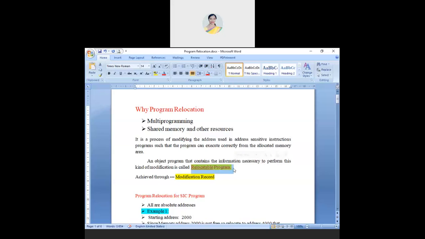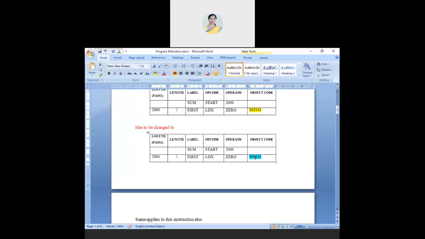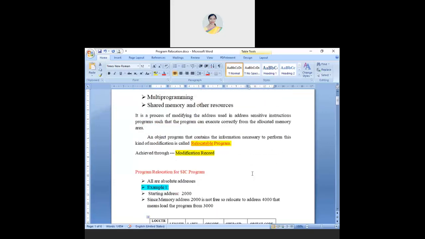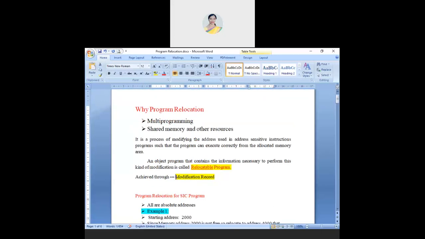Now the question is, can the assembler identify whether this is an address or this is a constant? Can the assembler identify it? No, it doesn't know. It only knows that it is my object code. It doesn't know whether what I have stored is an address or a constant. It can only instruct the loader to load from this particular address. So that's why it is a relocatable program. This is achieved through the modification record.